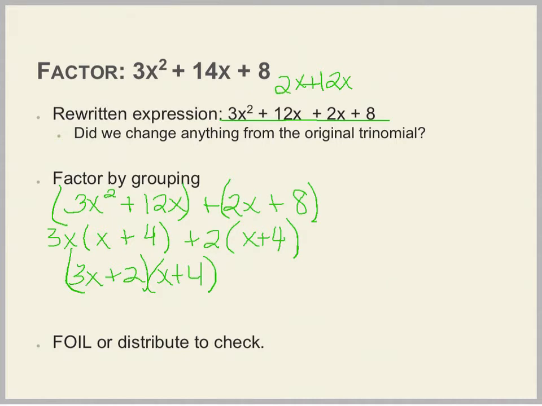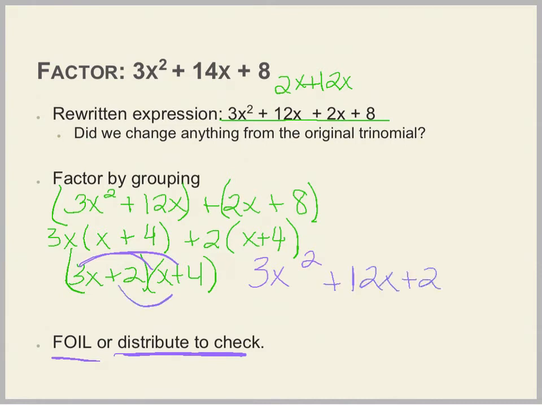If I want to make sure that this set of binomials, 3x plus 2 times x plus 4, is our trinomial 3x squared plus 14x plus 8, I can FOIL or distribute to check. 3x times x is 3x squared. 3x times 4 is plus 12x, plus 2x, and 2 times 4 is plus 8. Notice those middle terms of plus 12x and 2x now combine to 3x squared plus 14x plus 8.